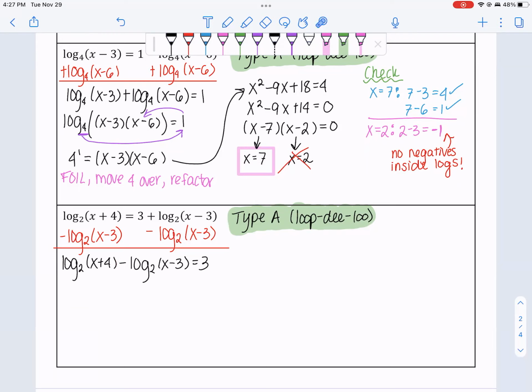Subtraction on the outside of our logarithms turns into division on the inside. So we have log base 2 of x plus 4, all divided by x minus 3, setting that equal to 3. We now have log equals a number, so we'll do our loop-de-loop. Start at the base, across the equals, and back again, giving us 2 cubed equal to x plus 4 all over x minus 3.